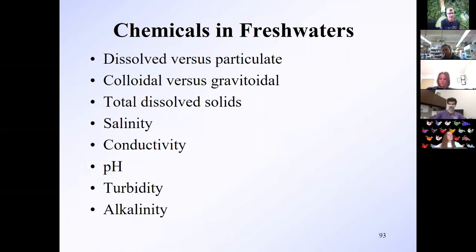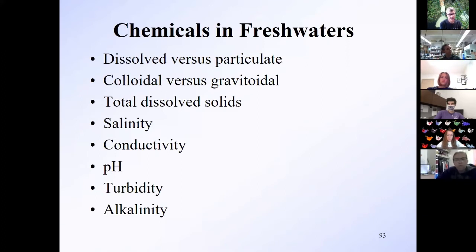So the next thing is pH, and that's just the negative. It's expressed as the negative log 10 of the hydrogen ion concentration. Really important in determining whether metals are dissolved or not, well, and in extreme environments, high pH or low pH.